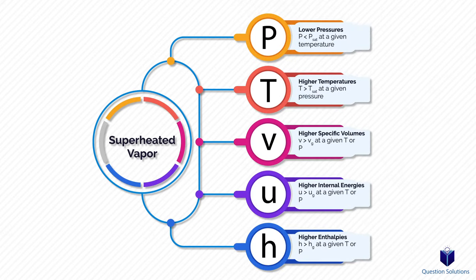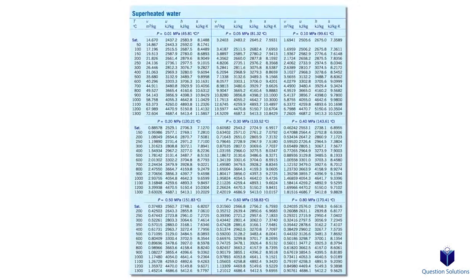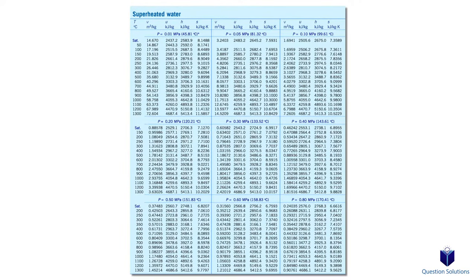For example, the first one is lower pressures. So if you're given a specific temperature and pressure, and the pressure given is less than the saturated pressure at that temperature, then it's a superheated vapor. Don't worry, it'll be easier to understand this when we do examples. The tables for superheated vapors look like this.